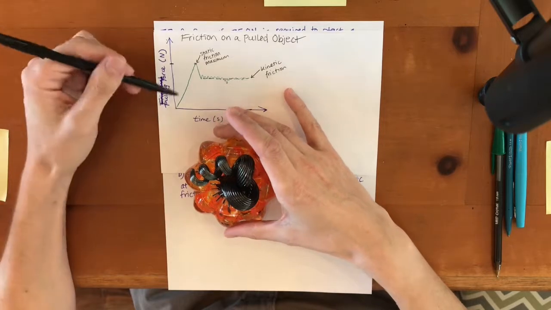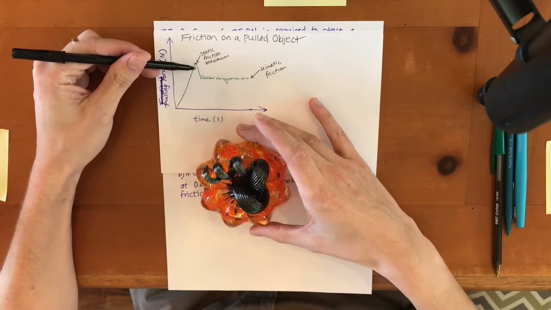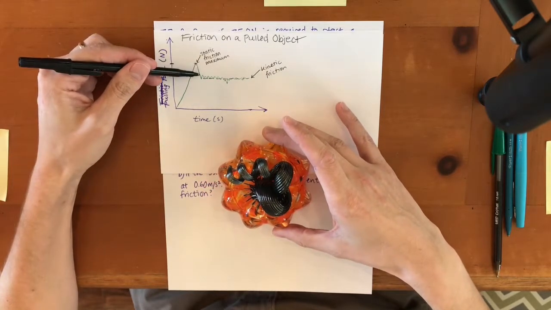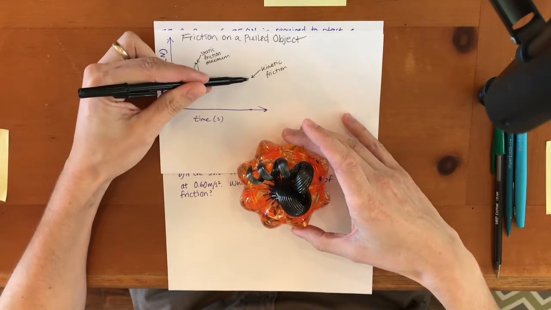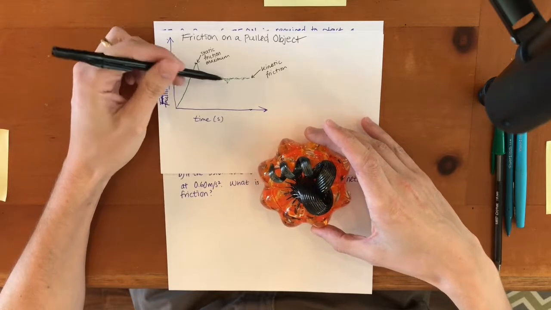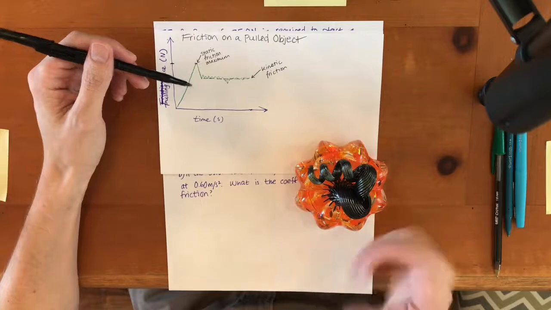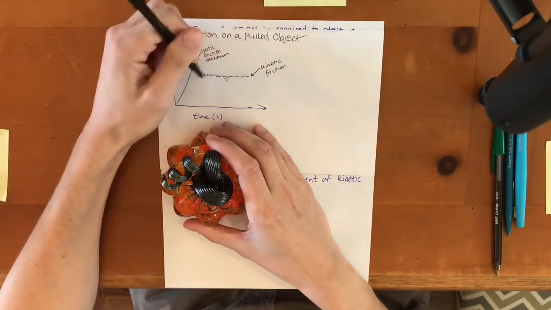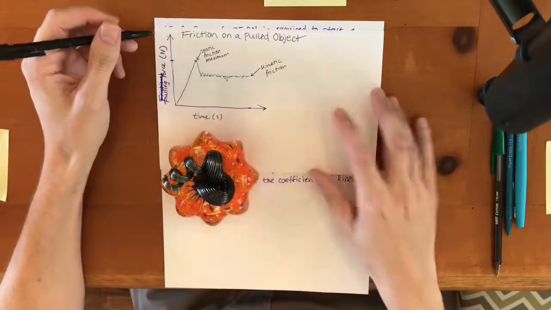So I'm steadily increasing this force. Eventually I hit that, and then I can start pulling my pumpkin at constant velocity. When I'm pulling the pumpkin at constant velocity, the amount of force needed to move it is actually less to move it at a constant rate. And so we call this kinetic friction, or the friction associated with movement. There's not as much frictional force when an object is sliding or moving versus when it's at rest.